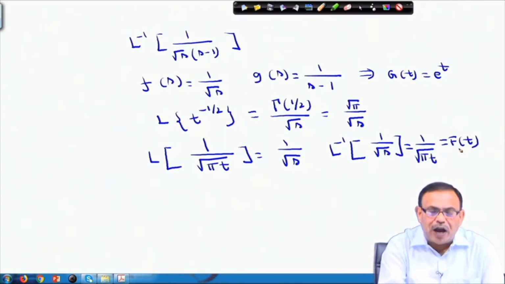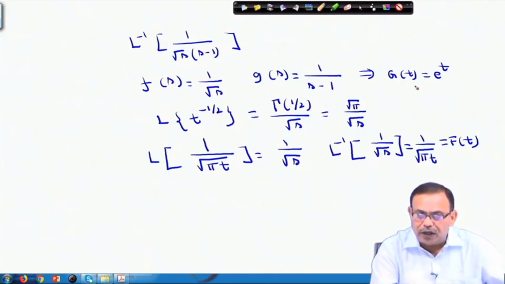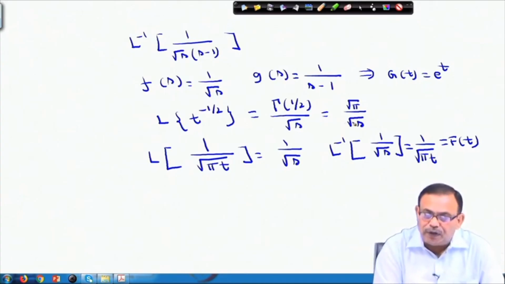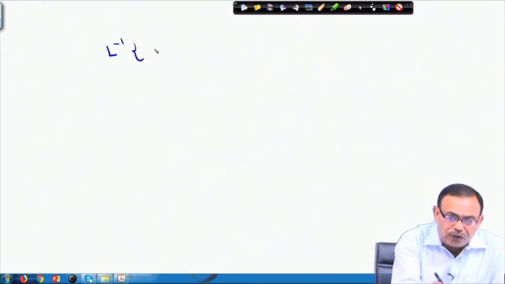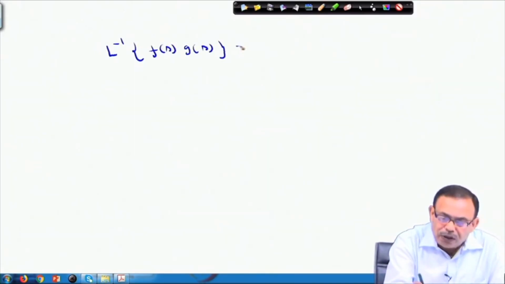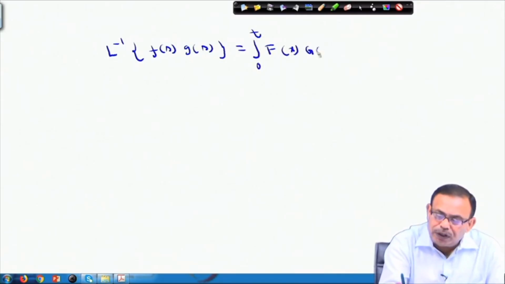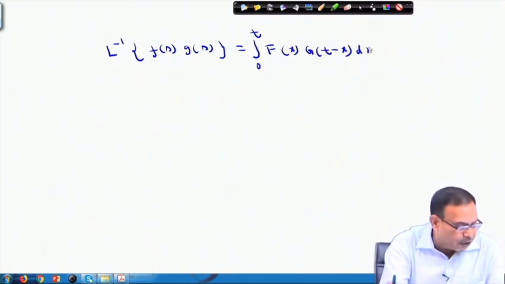So, once you have identified F(s) and G(s), from G(s) directly I am finding G(t) like this, and from this one I am identifying root pi by s, so that f(t) I am also identifying as 1 by root pi t. So, now f(t) is known to me, g(t) is known to me. So, by convolution theorem, what do you know? The Laplace inverse of F(s) into G(s) equals the integral from 0 to t of f(x) into g(t minus x) dx.